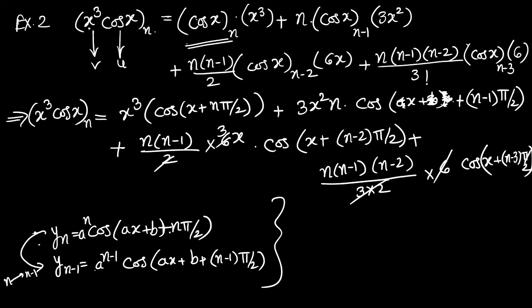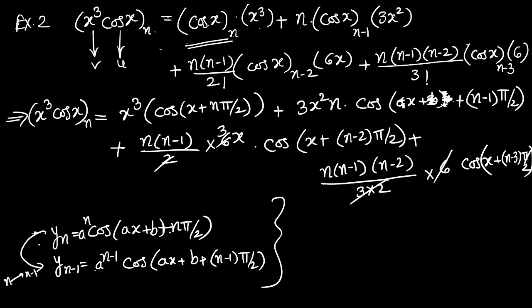Now second, find the nth derivative of x cube cos x. That means here we consider u as the cos x term and x cube as v. Then apply the Leibniz theorem. u_n, v as it is, plus n, then cos x, that means u_(n-1), v1. Therefore, the derivative of x cube is 3x square, plus n into n minus 1 by 2 factorial.